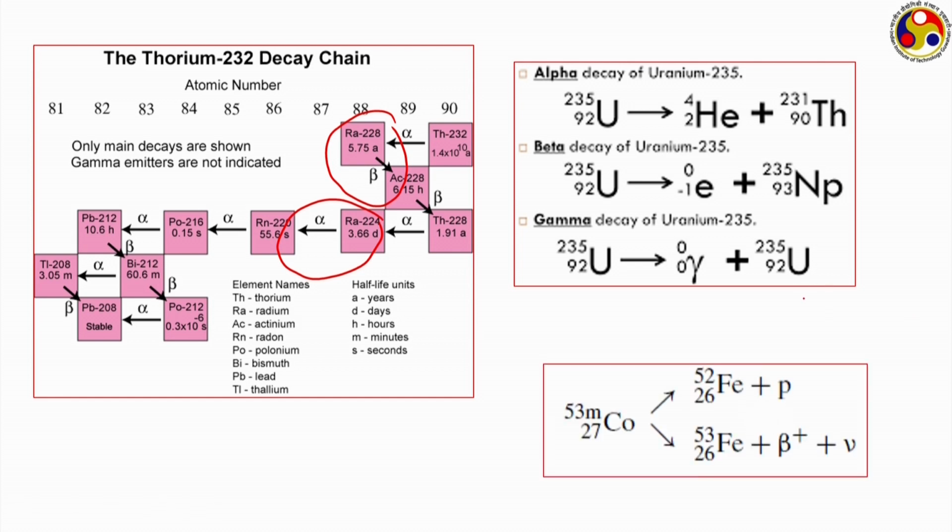Here I have another example. The cobalt-53 can either go through a reaction which produces iron-52 and releases a proton, or it can go through a positron decay process producing iron-53. That means the same isotope under different conditions can go through different kinds of nuclear reactions, and therefore these conditions need to be properly judged, and there have to be some properties of these isotopes as well, which govern exactly what kind of nuclear reaction a particular isotope is going to undergo.